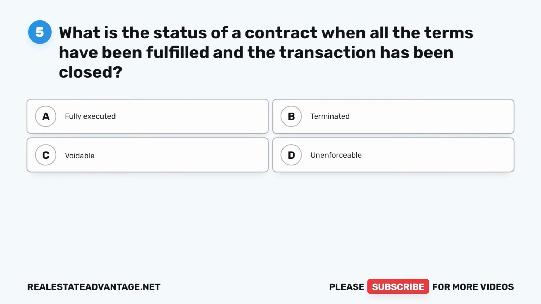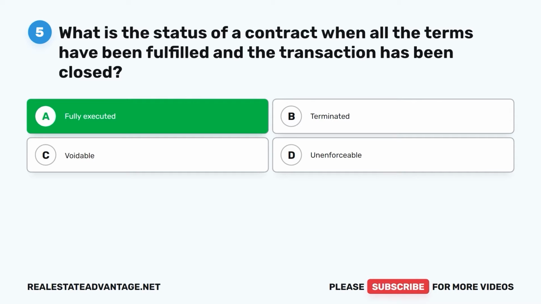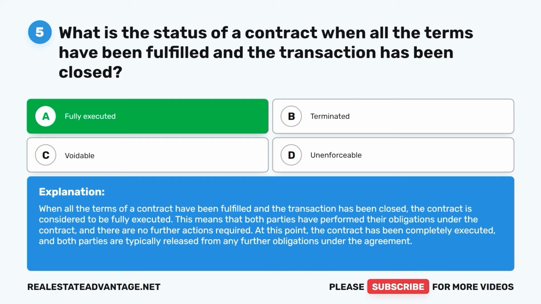Question 5. What is the status of a contract when all the terms have been fulfilled and the transaction has been closed? A. Fully executed. B. Terminated. C. Voidable. D. Unenforceable. The correct answer is A. Fully executed. When all the terms of a contract have been fulfilled and the transaction has been closed, the contract is considered to be fully executed. This means that both parties have performed their obligations under the contract and there are no further actions required. At this point, the contract has been completely executed and both parties are typically released from any further obligations under the agreement.